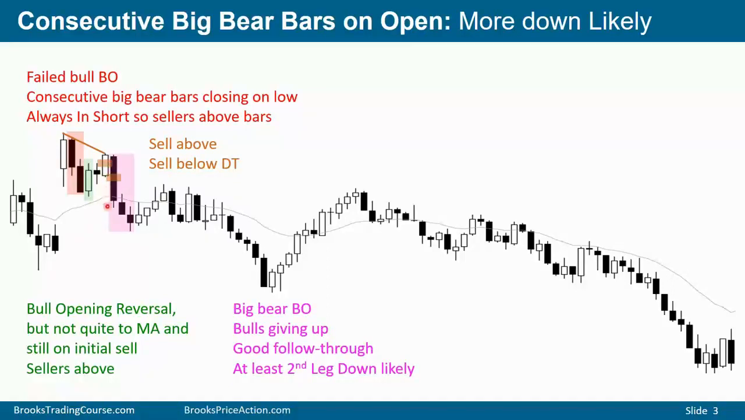We have a big bear bar closing on its low, closing below all the bars of the day, and there is a follow-through bar that has a bear body. That increases the chances that will go at least a little lower.